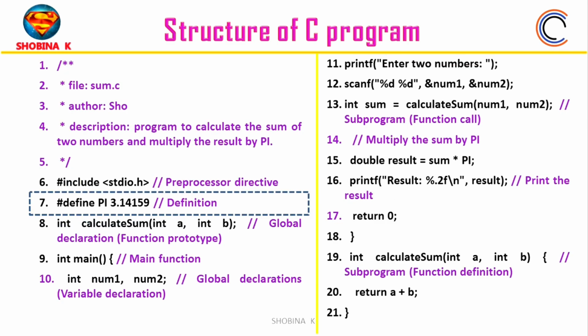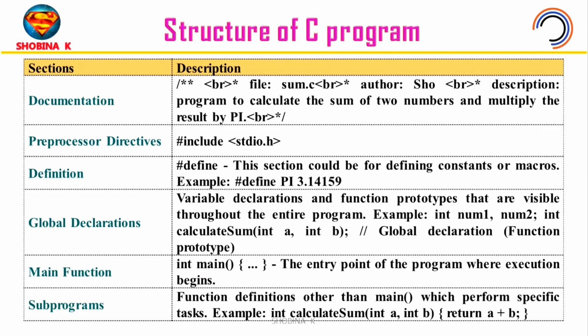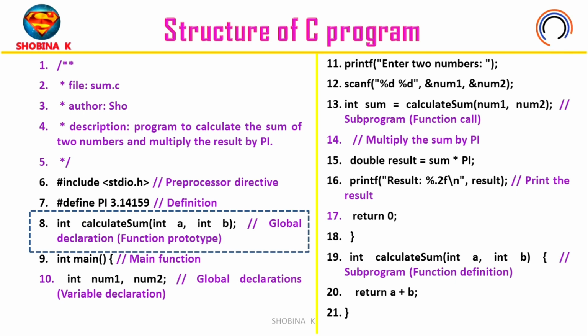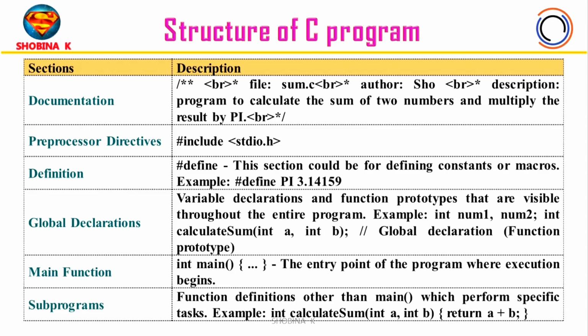The #define PI 3.14159 directive defines a constant PI. And this part is definition section. The function prototype int calculate_sum(int a, int b) serves as a global declaration informing the compiler about the function calculate_sum before its actual definition. Inside the main function, variables num1 and num2 are declared to store input numbers. This part is global declaration.